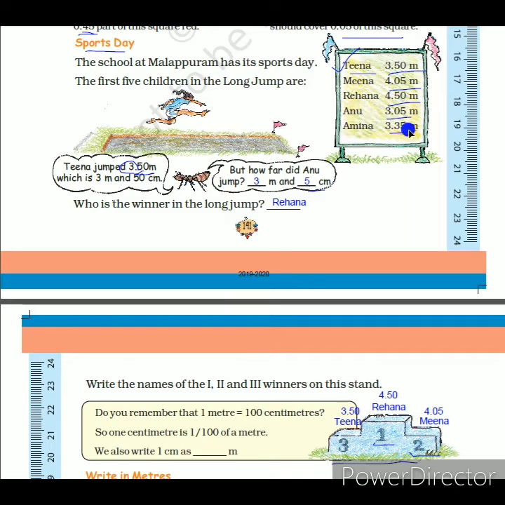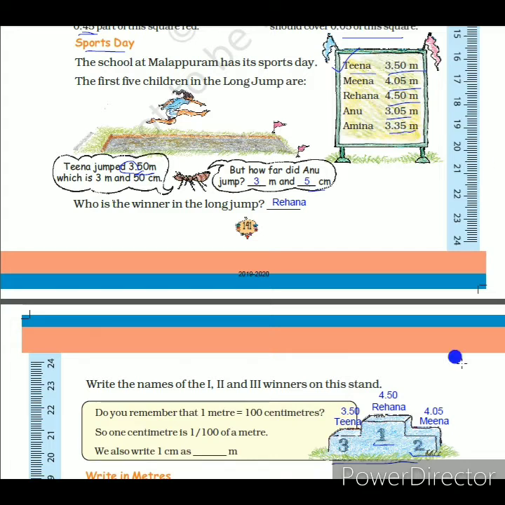Yes, already I told you, before the decimal point all the numbers are 3. So from that we cannot find who is the third prize winner. But after the decimal point you see the numbers. Tina's number after the decimal point is 5. But in Anu's it is 0 and in Amina it is 3.